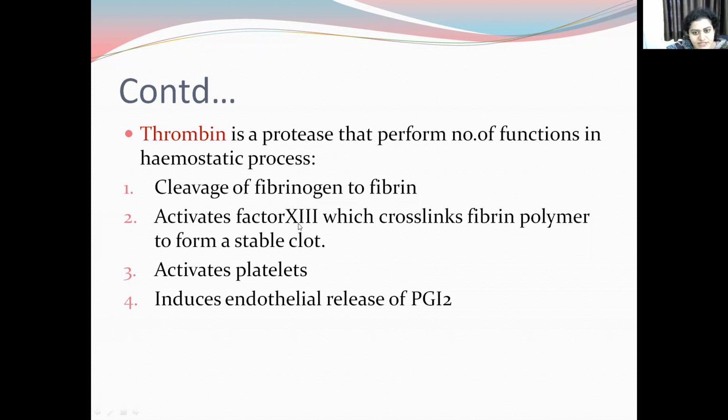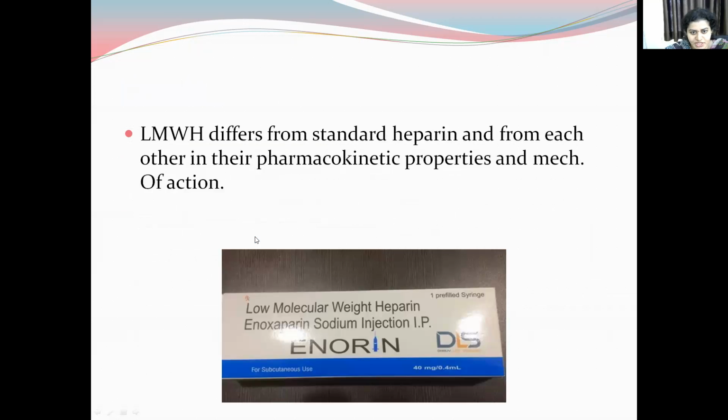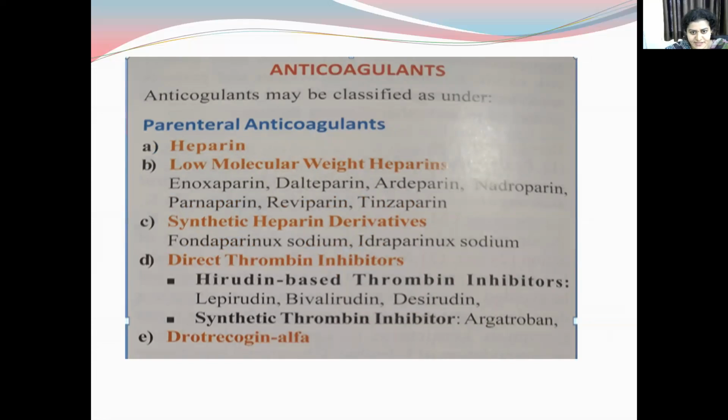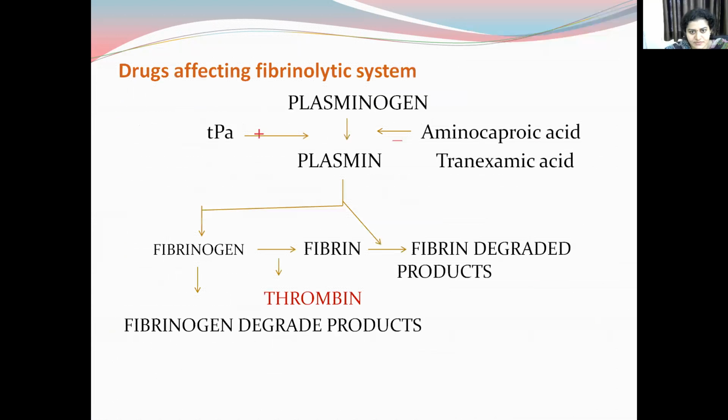Thrombin activates factor 13, which cross-links fibrin polymer to form a stable clot. It activates platelets and it induces endothelial release of prostaglandin I2. This has been explained in the previous diagram. Hope you all remember, that is the flow chart which I taught you in the last class, the fibrinolytic system. See, this is the role of thrombin. It converts fibrinogen to fibrin and again degrades the fibrin to stable products.